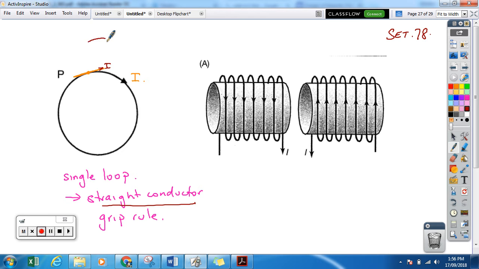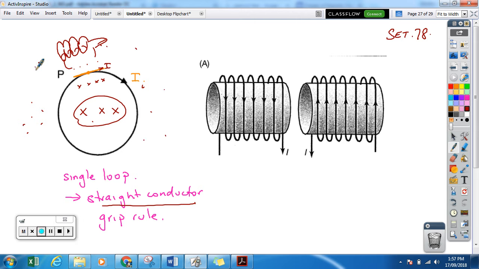Using your right-hand grip rule, you would use your thumb there, and that would mean the field would be coming out of the board here and into the board there. Inside the loop, all of the magnetic field is going in, and outside the loop, all of it is coming out. So we know that in a single loop, all the magnetic field inside is the same. If it's going into the board inside, all of those will be X's. If it's coming out of the board outside the loop, then all of them, no matter where around the loop, would be the same.